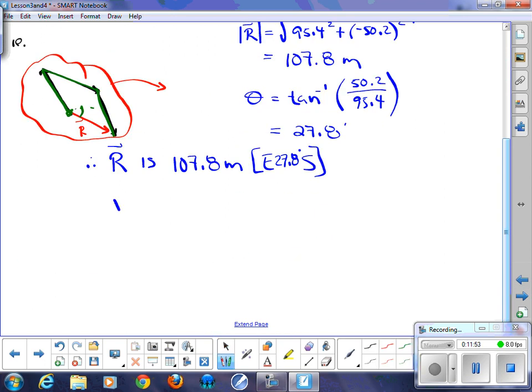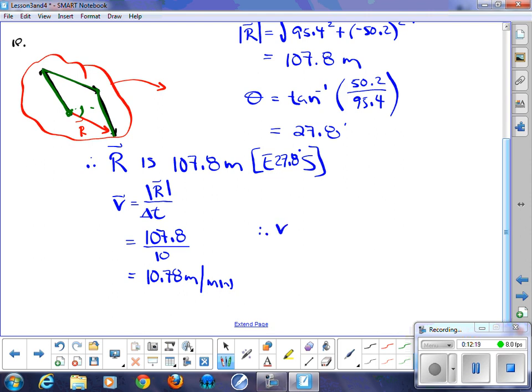So velocity, remember, is your displacement over time. So it would be the magnitude of the resultant over your time. So if I take the 107.8 and I'm going to divide it by, I thought it was 10 minutes. Was it not? It was 10 minutes. Then we get 10.78 meters per minute. So therefore, our velocity is 10.78 meters per minute. And your velocity is always in the same direction as your displacement. So it's the same as the resultant.